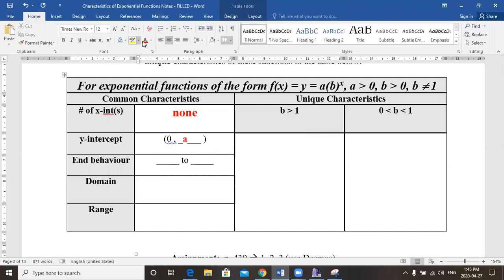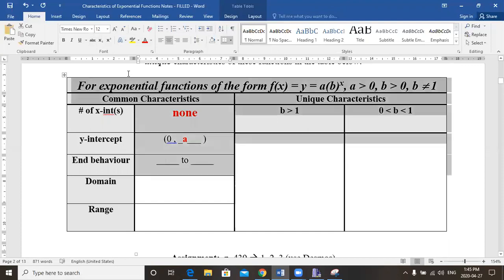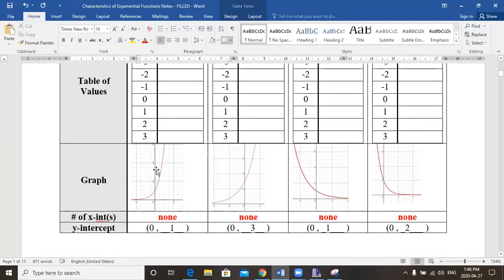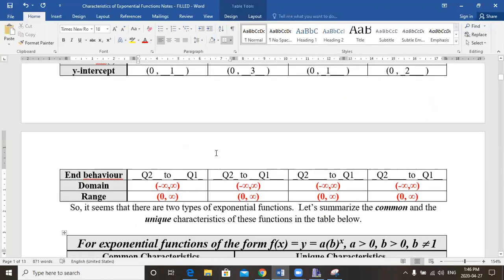The end behavior will always go from quadrant 2 to quadrant 1, as we saw here: Q2 to Q1, Q2 to Q1, Q2 to Q1, Q2 to Q1.